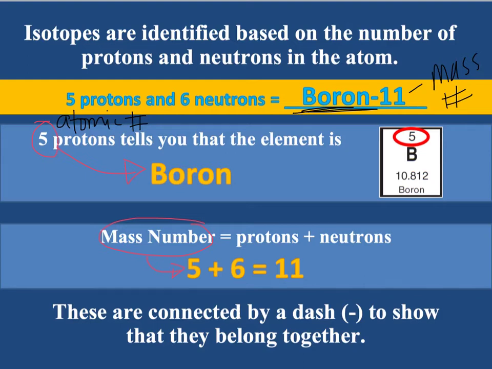Okay, and we always connect the name of the element to its number with a little dash. So if you look up here, you can see that little dash. That's how we always connect them. And we use that dash to show that these two go together. They belong with each other.